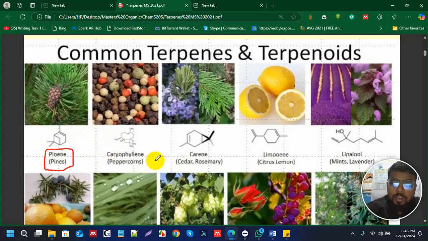And the next one is called caryophyllene, that is extracted from peppercorn. And the next one is called carene, that is a terpene, and that can be extracted from cedar or rosemary, and limonene can be extracted from citrus lemon. And the next one is called linalool, that can be extracted from mints or lavender.